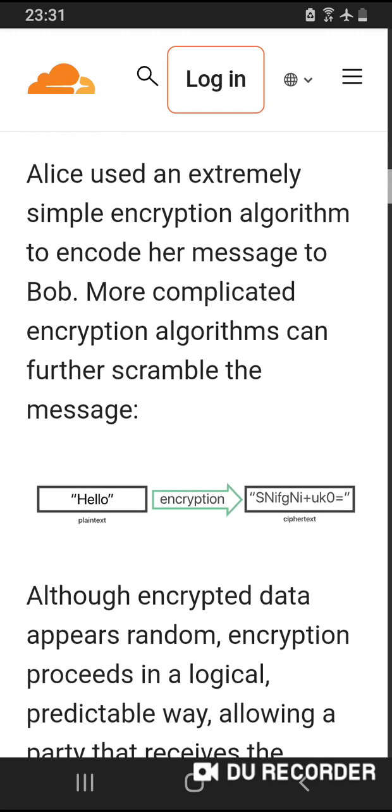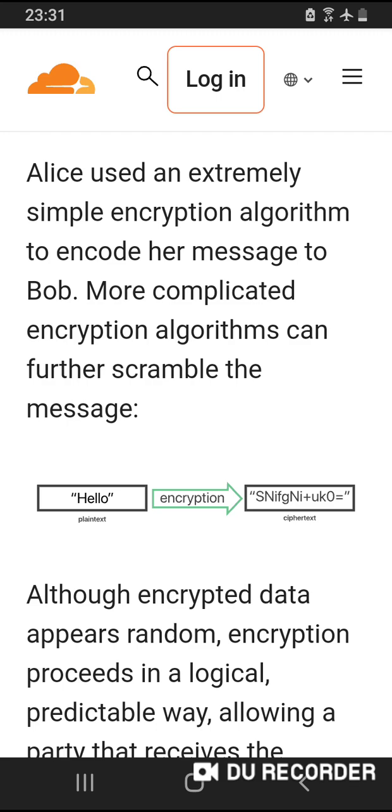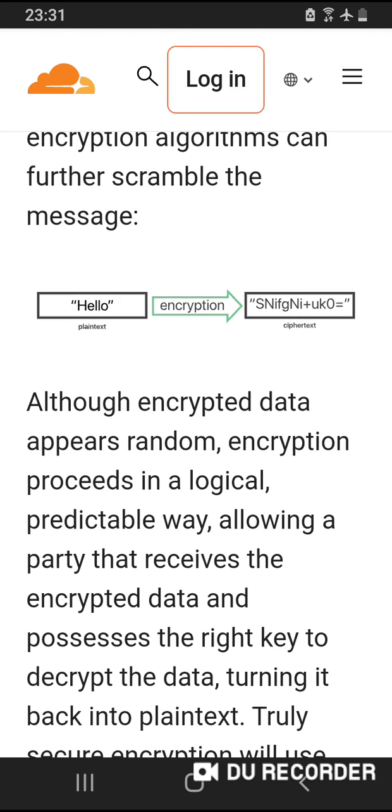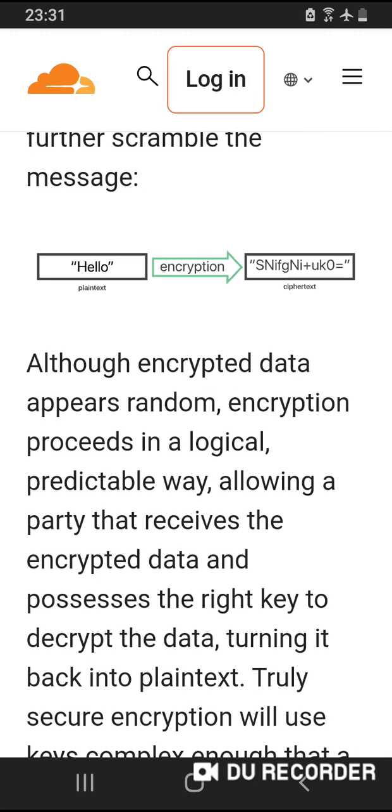Alice used an extremely simple encryption algorithm to encode her message to Bob. More complicated encryption algorithms can further scramble the message. Hello, encryption. Now look at what "hello" turned into. I don't want to repeat that. I don't know what that's going to say. That's the ciphertext. And remember the key. Remember that word key and decrypt.